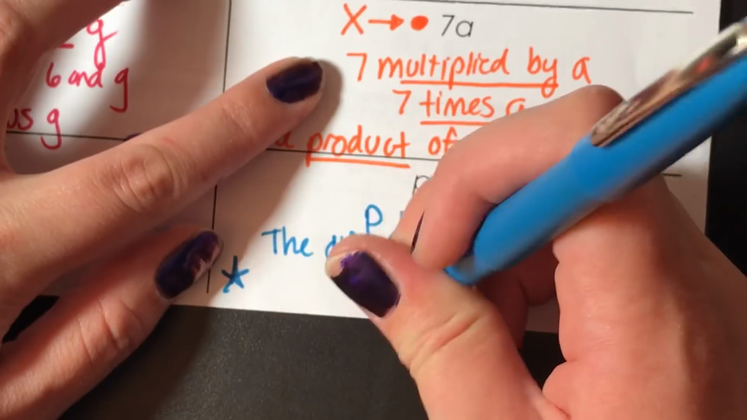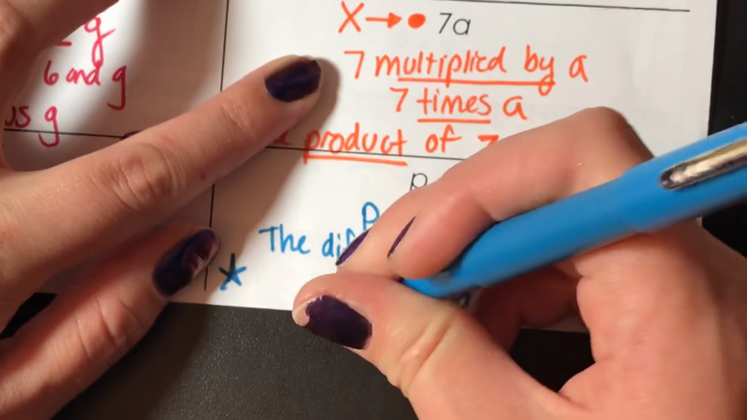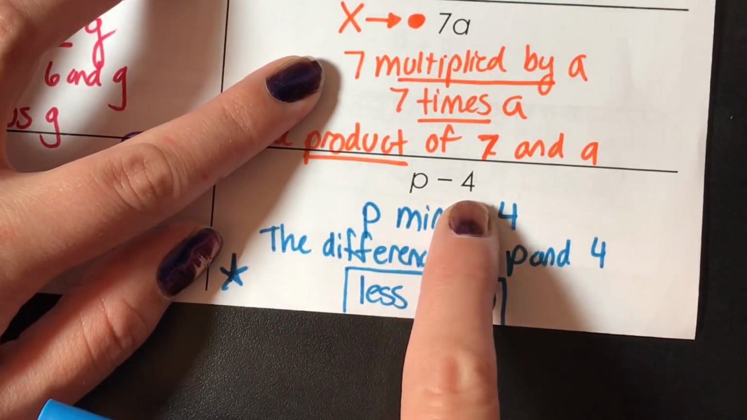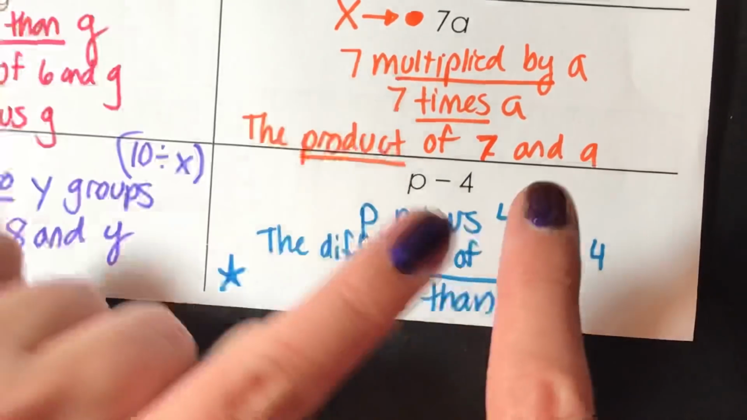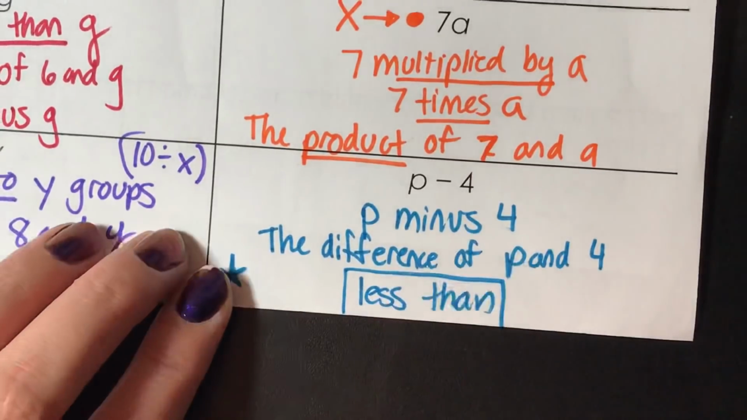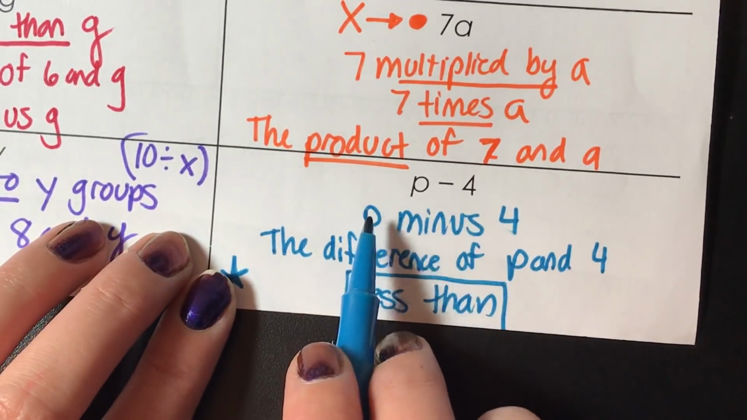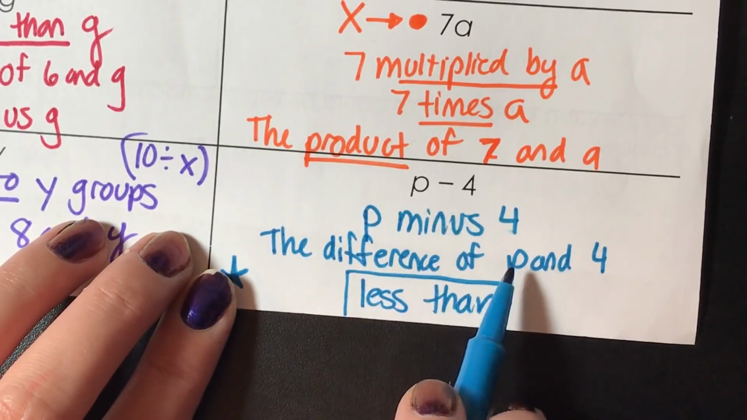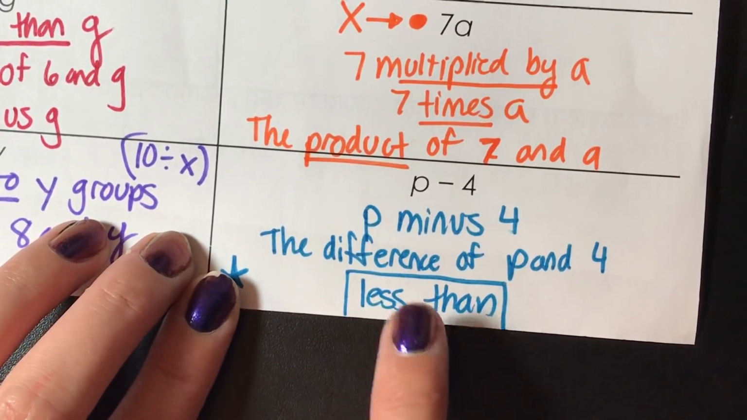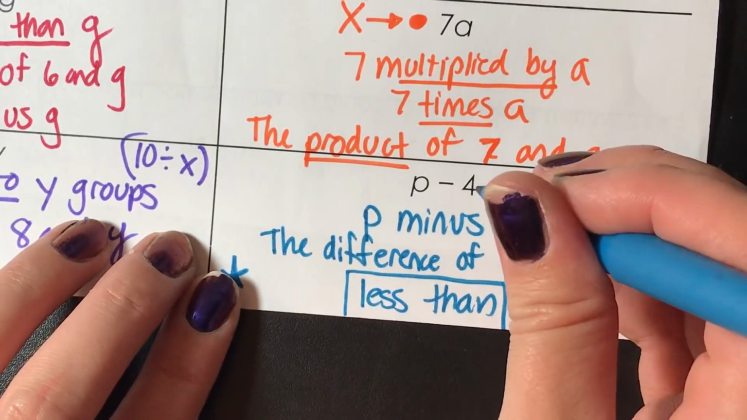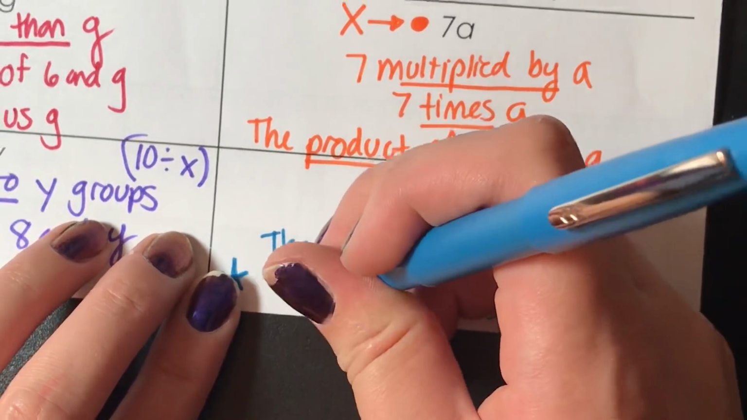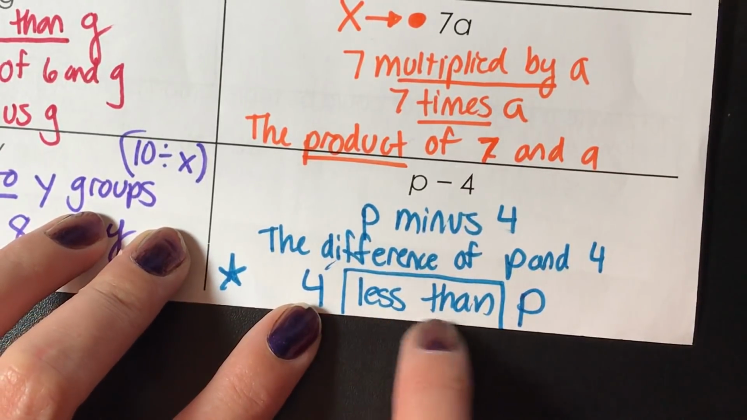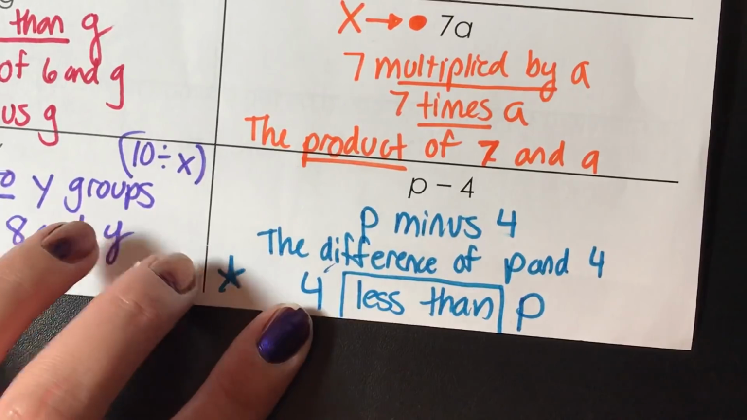We're used to hearing the word less than. Put a box around this word. Because I can't say P less than 4, this phrase makes the number switch. So see, P minus 4, I have P first. The difference of P and 4, P is first up here, it's going to be first down there. Less than is a switch phrase, so I actually need to switch the order, and I need to put 4 less than P. This one's like a rule breaker, so make sure you write that down on your paper.